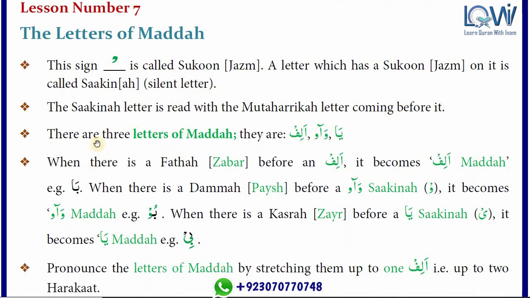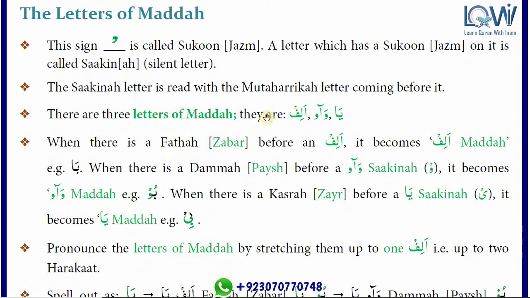Next question, how many madda letters are there, and what are they? Madda letters are 3: alif, waw and ya. These are 3 letters and these letters are called madda.